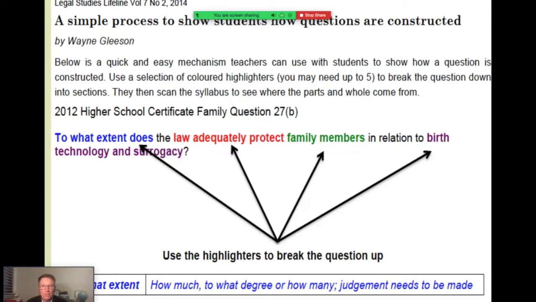And when we're talking about protecting family members, we're specifically asking you to talk about birth technology and surrogacy. So you must confine yourself only to issues surrounding birth technology and surrogacy. Students that go beyond that don't get rewarded because they're not addressing the key issues in the question. When you break your question down like that and you read through your answer, you make sure that you have addressed all of those parts of the question, because every part of the question needs to be addressed.